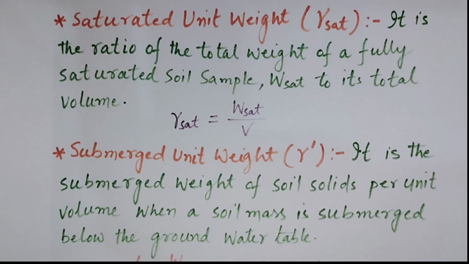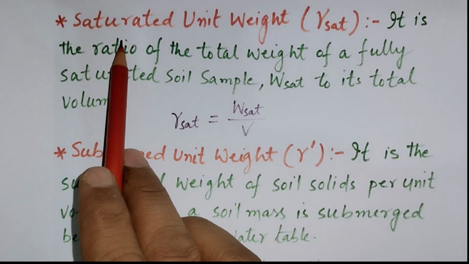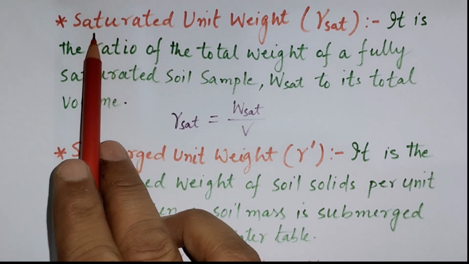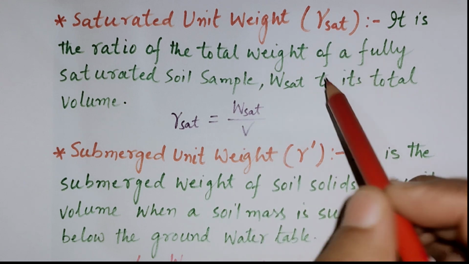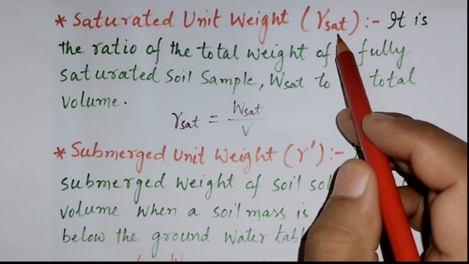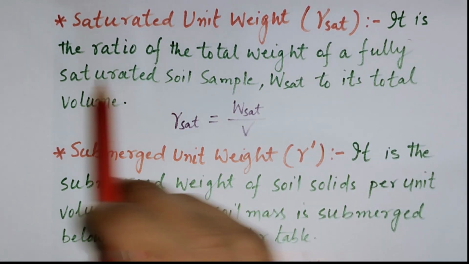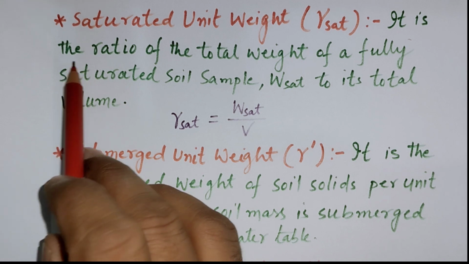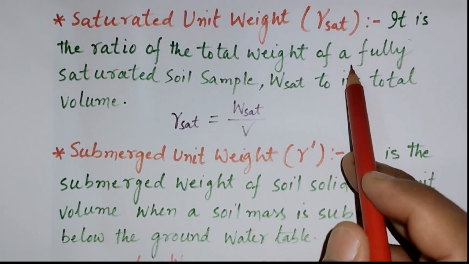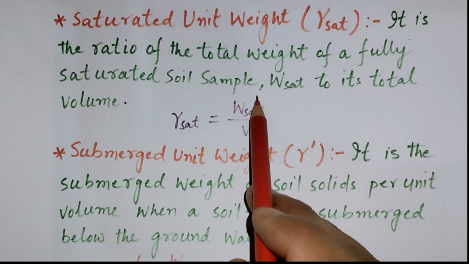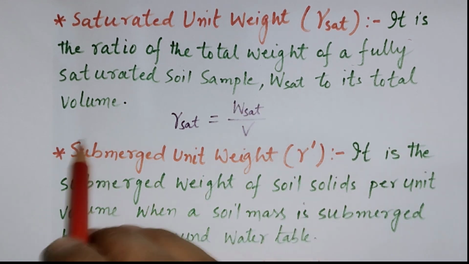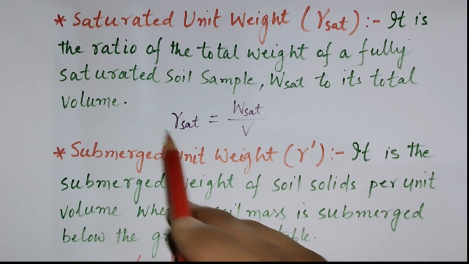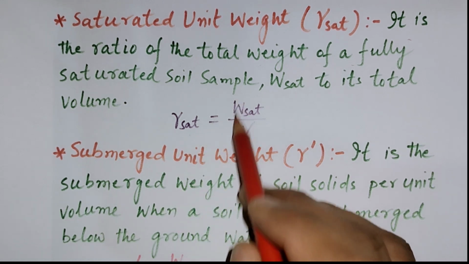If the soil is saturated, then the unit weight will be saturated unit weight. Symbol is gamma sat, and it is defined as the ratio of the total weight of a fully saturated soil sample W sat to its total volume. Means gamma saturated is equal to saturated weight divided by total volume.